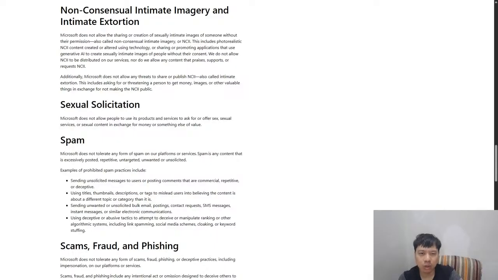This non-consensual, oh, this is like revenge content, right? Like someone got cheated on by their partner and they publish these things. We don't want to deal with that, right?